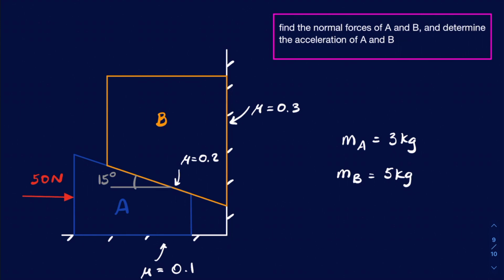Now the mass of A is 3 kilograms and the mass of B is 5 kilograms. So basically what we want to do is determine the Cartesian component equations of motion for A and B, and then use those to find the acceleration of A and B. So obviously A is going to be accelerating in this direction and B is going to be accelerating up when A is pushed this way.